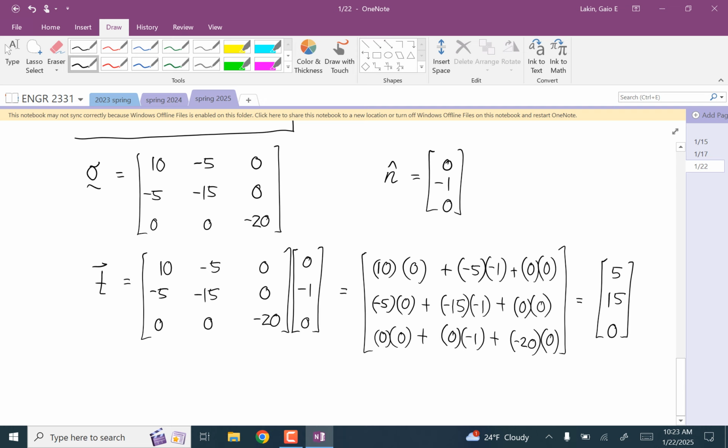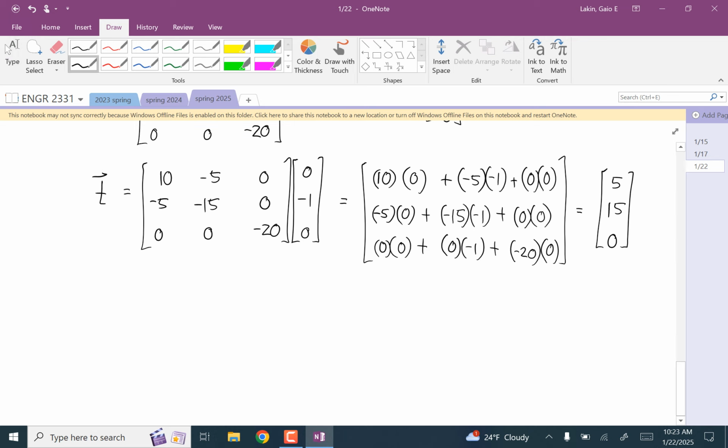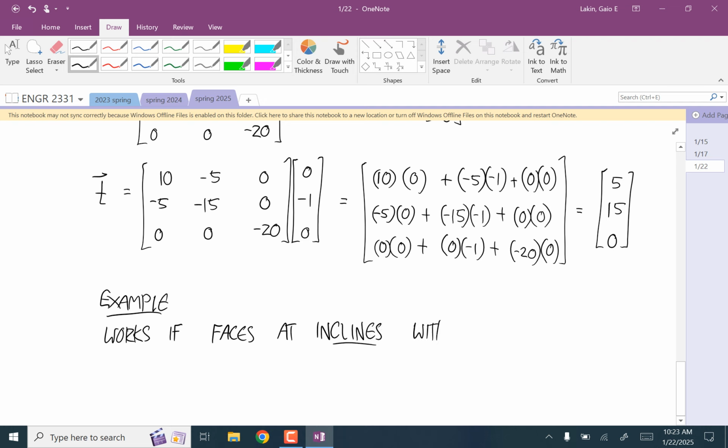So you can just pick a column out of there. In this case, yeah. But now we're going to do one that's at an incline, and then you can't do that. So this also works if the faces are at inclines with the coordinate system.